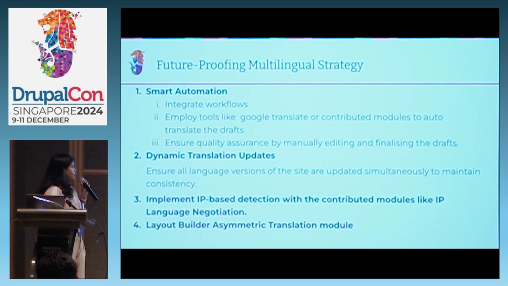page display. And also this is one amazing module that I came across while working on this particular session. So the Layout Builder Asymmetric Translation module helps greatly with the translation when the pages are made using the Layout Builder module. It helps with the RTL functionalities also.